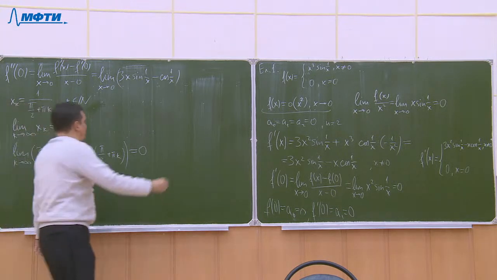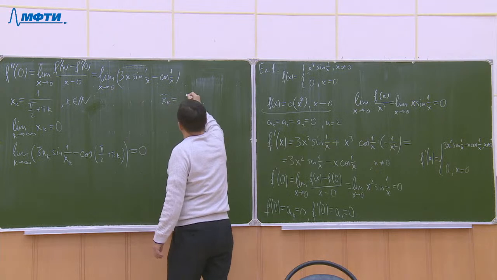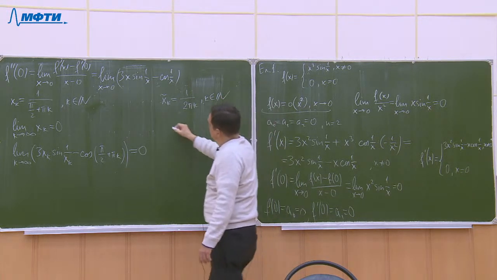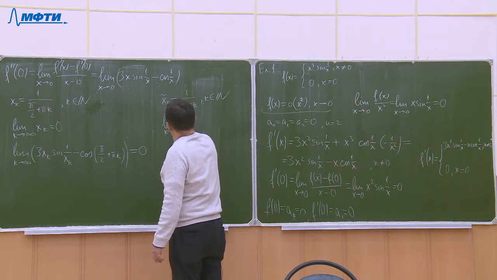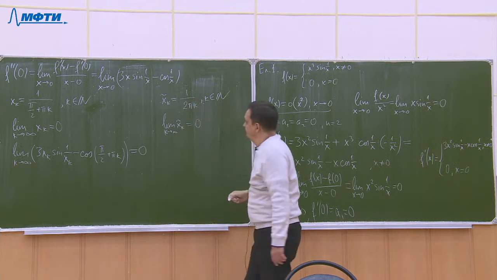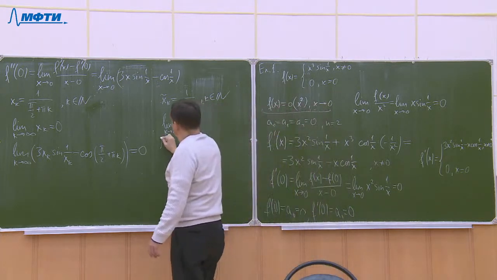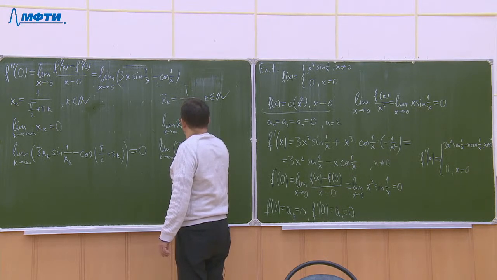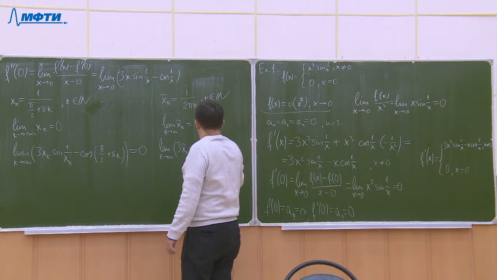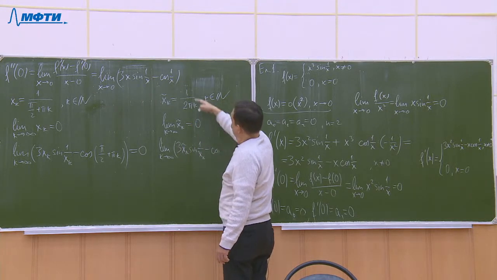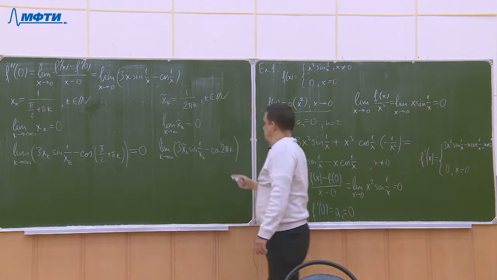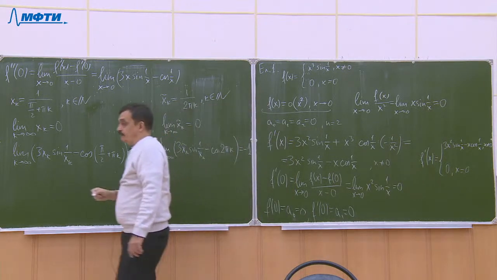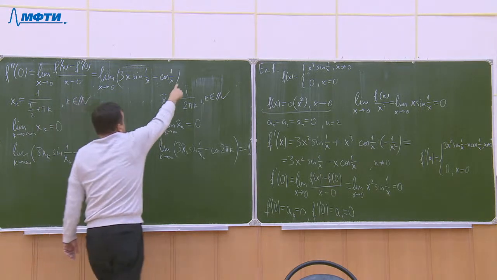But if we consider another sequence, let's say xk tilde equals 1 over 2 pi k, k natural, then again the limit as k tends to infinity of xk tilde equals 0, but the limit of the values 3xk tilde sine 1 over xk tilde minus cosine, where we substitute 2 pi k, and cosine 2 pi k is 1, so here we have minus 1. It means the limit doesn't exist.